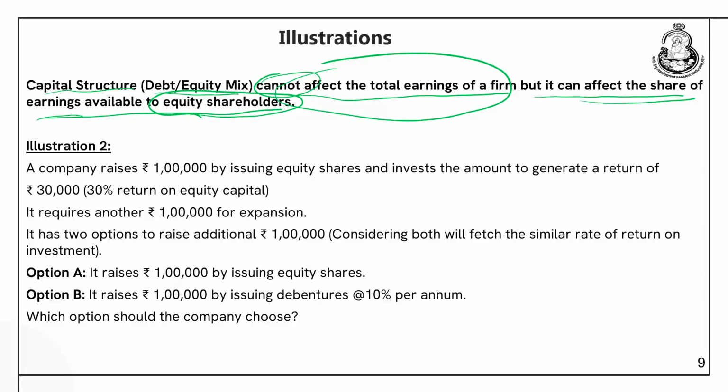Let us say there is a company and it raises rupees 1 lakh by issuing equity shares and invests the amount to generate a return of rupees 30,000. So, a 30,000 return is generated on an equity of how much? 1 lakh. So, there is a 30% return on equity capital, right.